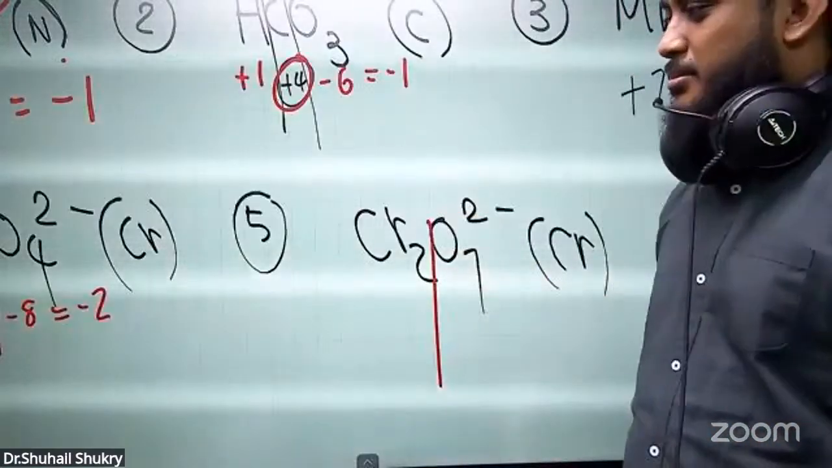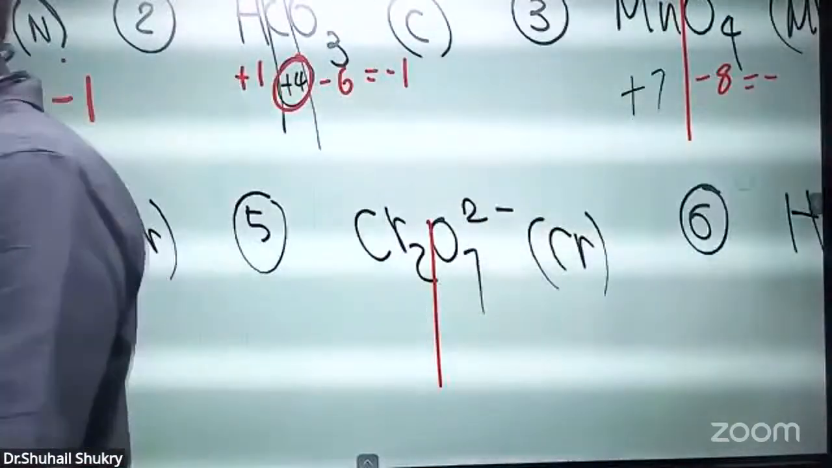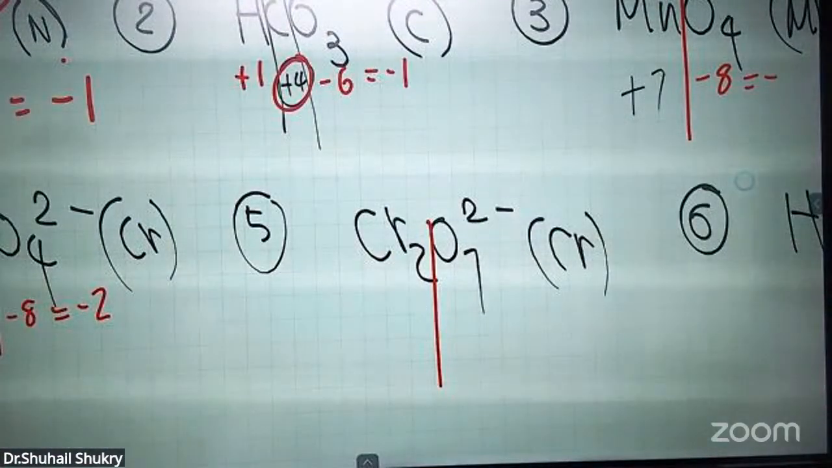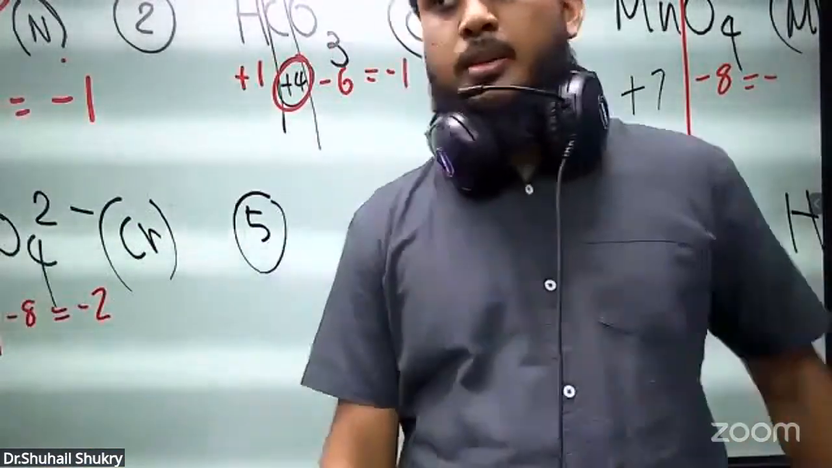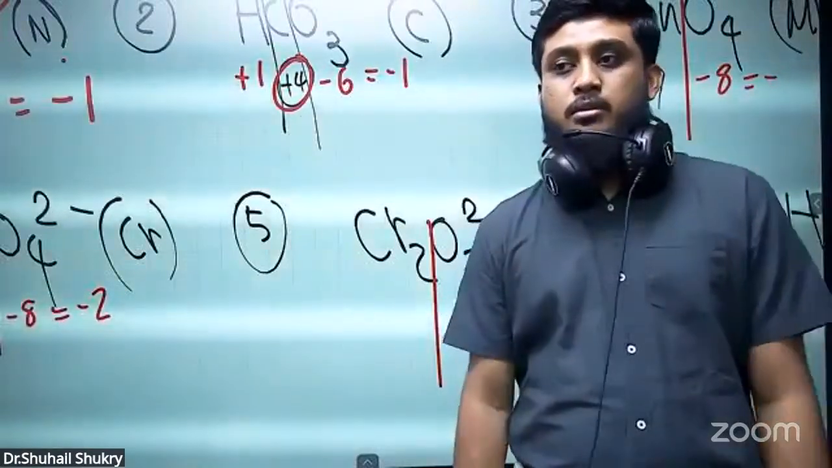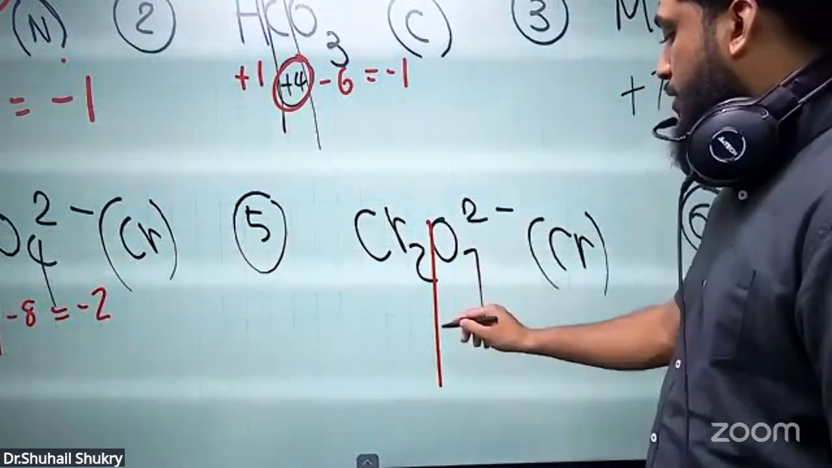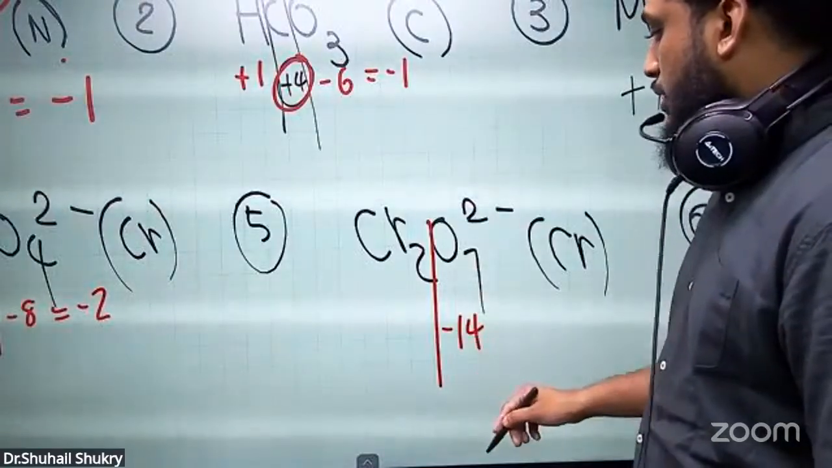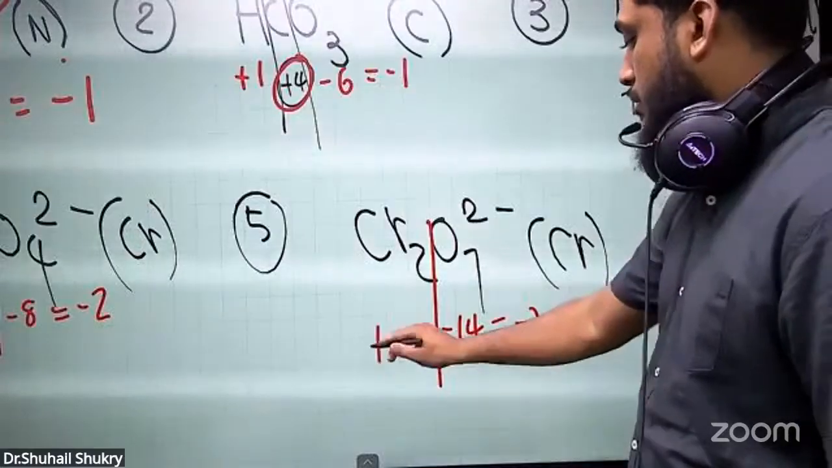Then can you understand chemistry? There is maths in chemistry. Mainly remember, in chemistry there are lots of mathematical parts. O7 means for 1 oxygen minus 2, then 7 oxygens minus 14. Equal to minus 2 means this should be plus 12.